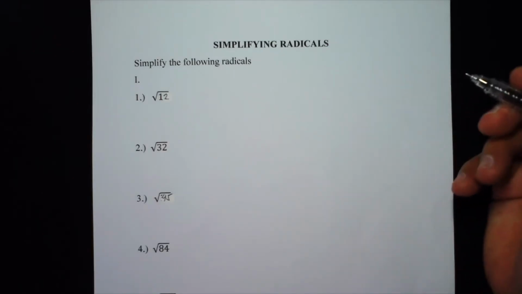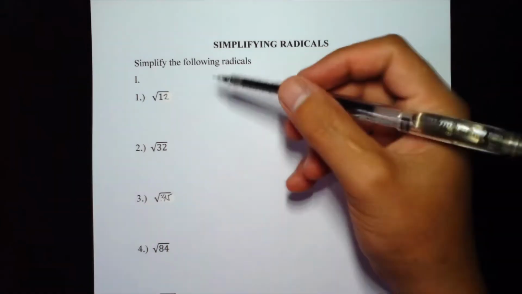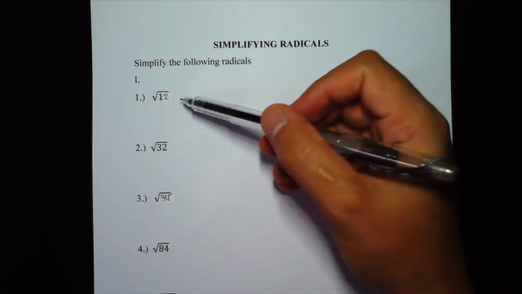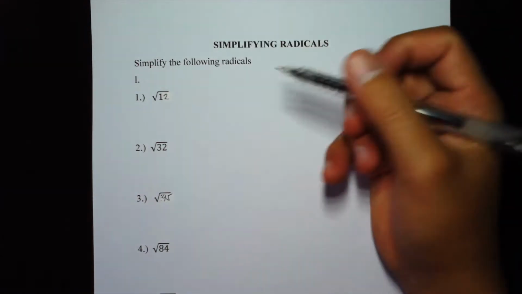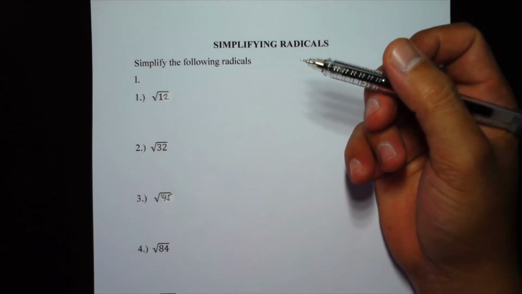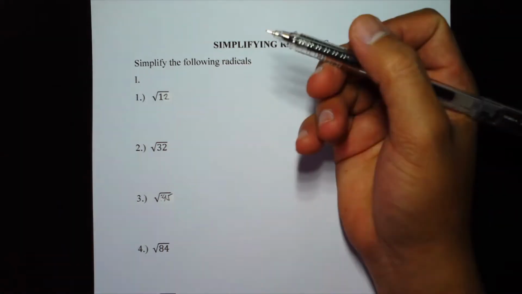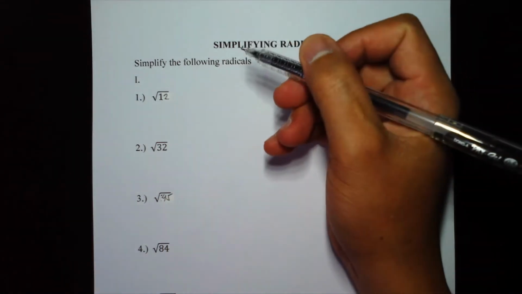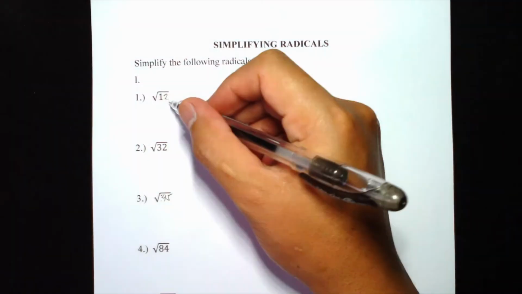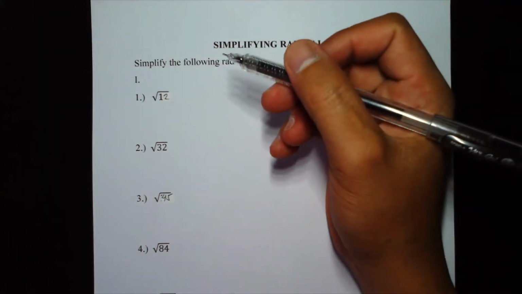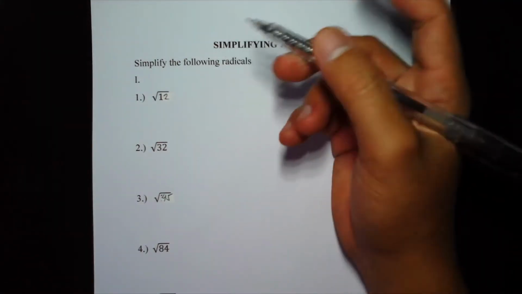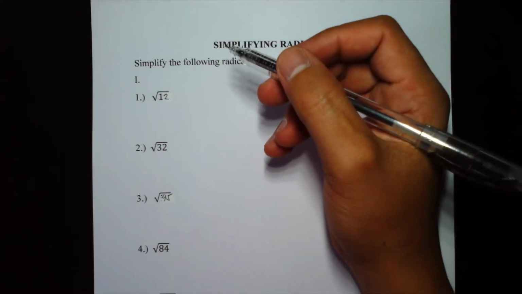So our topic for today is all about simplifying radicals. Okay, so let's have example number 1. How to simplify the square root of 12. In simplifying the square root of 12, think of two numbers which, when you multiply, the result is 12. But make sure that one of the two numbers is a perfect square.